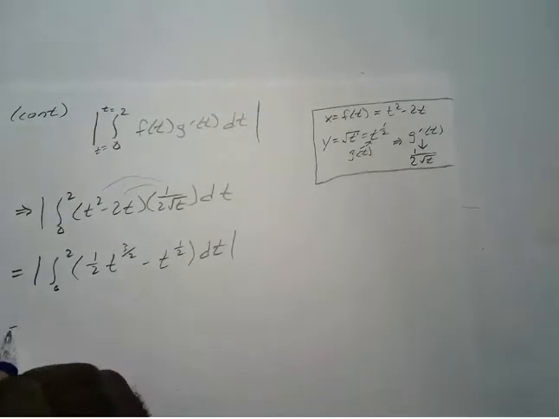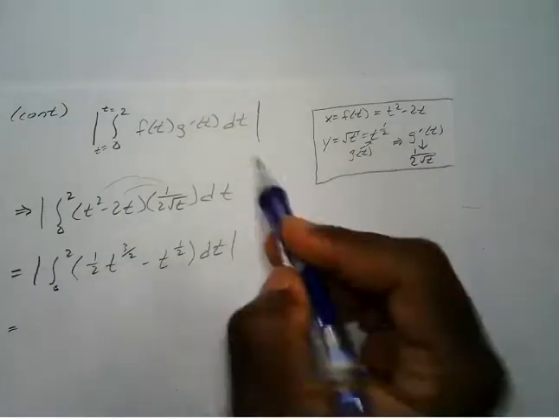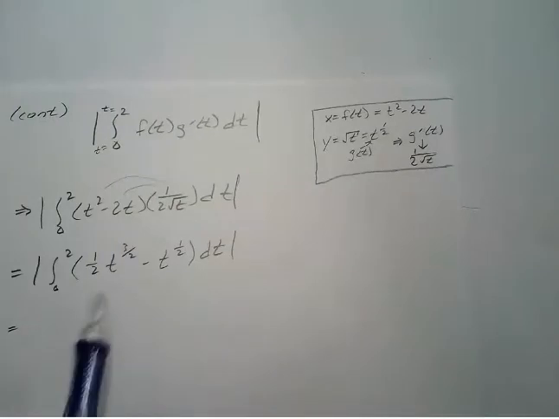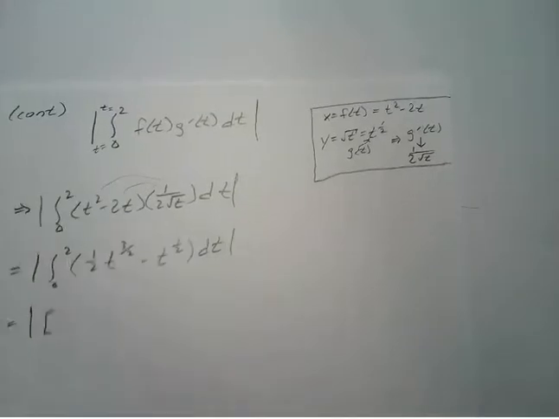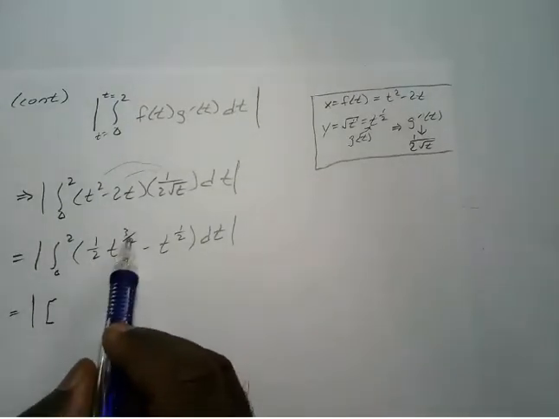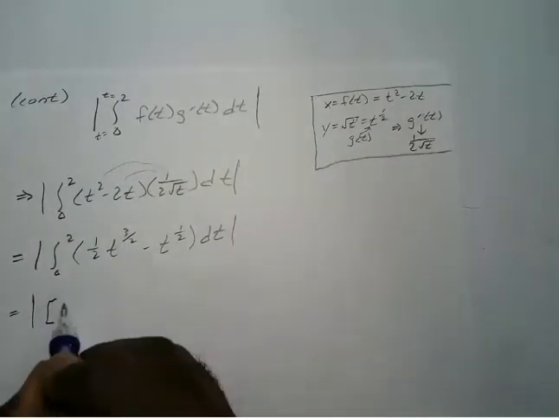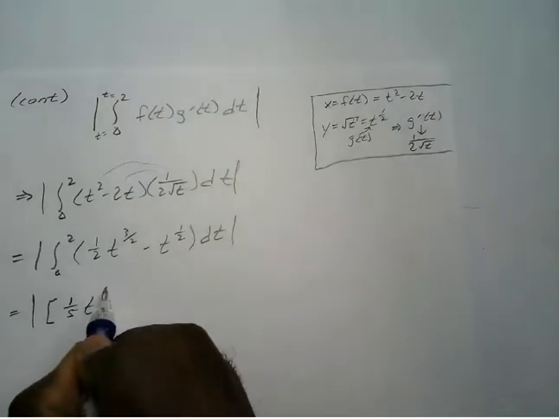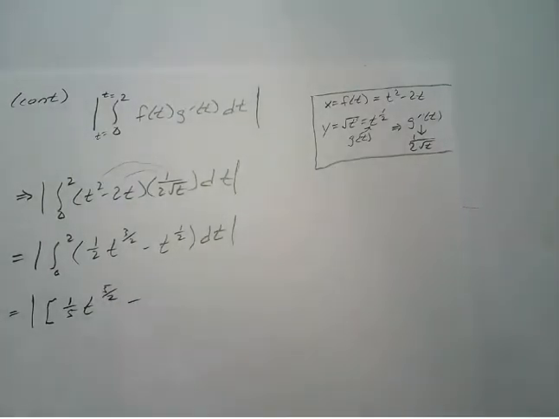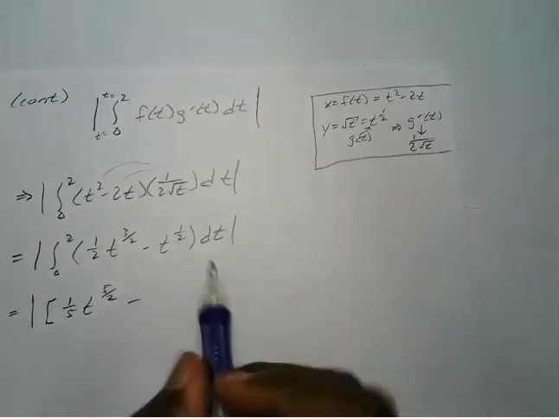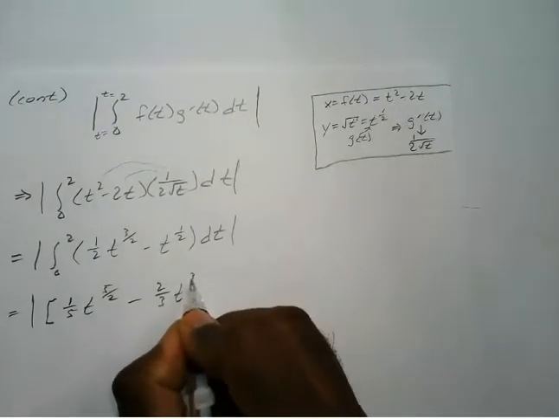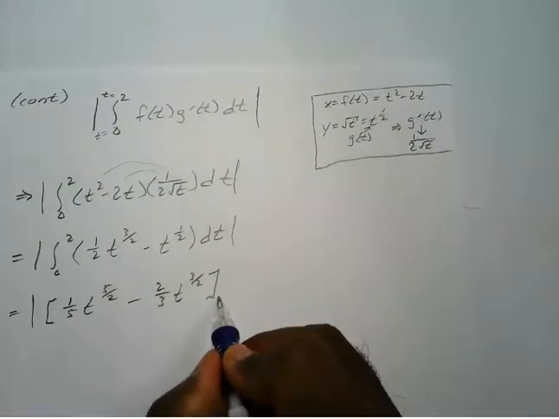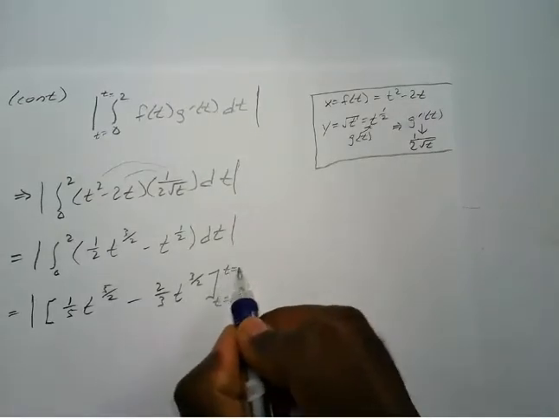Okay. Now, whoops, forgot to close that one up. If we go ahead and integrate these, we end up with the integral of t to the power of 3/2 times 1/2, which gives us 1/5 t to the 5/2, minus the integral of t to the 1/2, that's 2/3 t to the 3/2. Remember, that's going to go from t equals 0 to t equals 2.